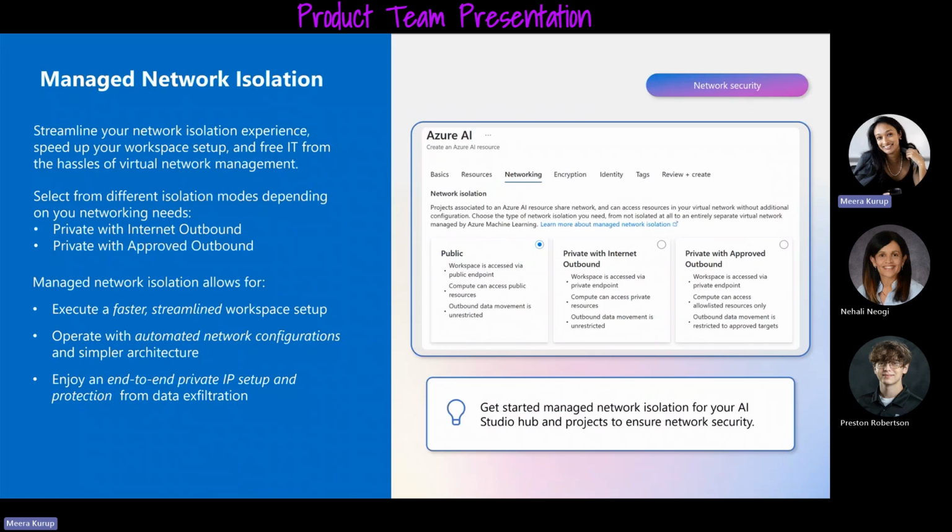On top of that, inbound access is also secured with a public network access flag and with private endpoint access. Managed network isolation allows for a faster and streamlined setup, operating with automated network configurations and a much simpler architecture, and enjoying end-to-end private IP setup and protection from data exfiltration.